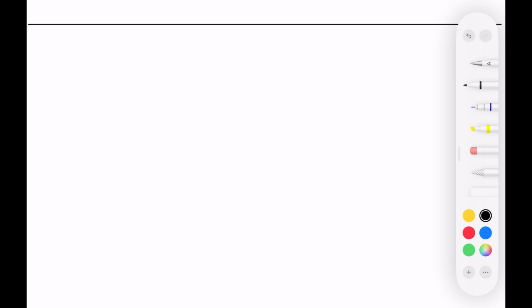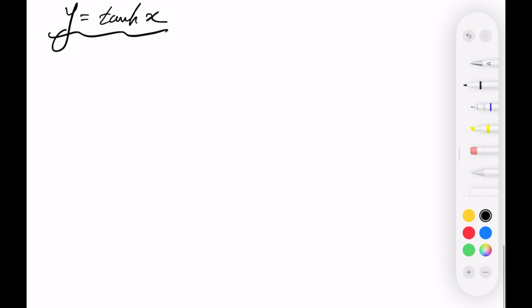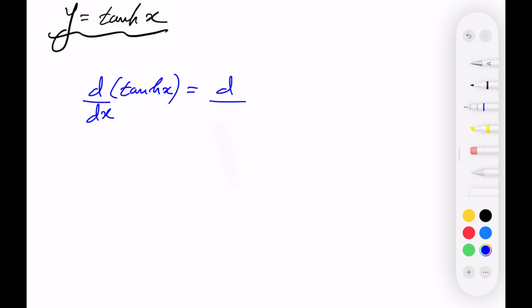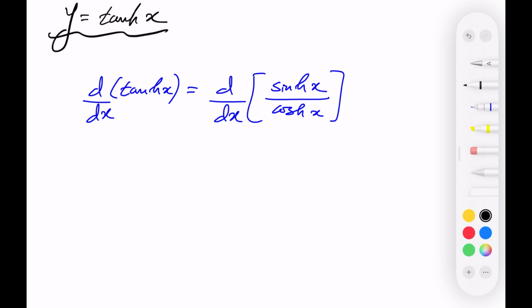Now we will see how to differentiate y equals hyperbolic tangent x, tanh x. We need to differentiate d by dx of tanh x. I'm going to write tanh x as sinh x over cosh x, hyperbolic sine x divided by hyperbolic cosine x. This is what I need to differentiate. It's a quotient, which means I need to apply the quotient rule.